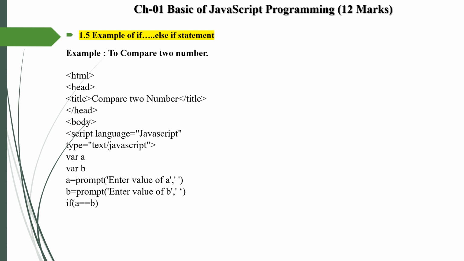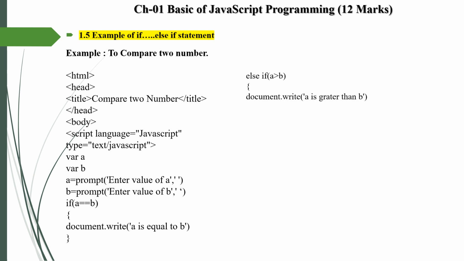Then in the first condition we check the equality of a and b, a is equal to b. If the condition is true, then document.write a is equal to b. So simply, if the first condition is right, then this message is displayed in the browser. Then in else, again we define the second condition, a is greater than b. So if the second condition is true, then it displays the message a is greater than b. Then again, if the first two conditions are false, then the last is executed, that is b is greater than a.